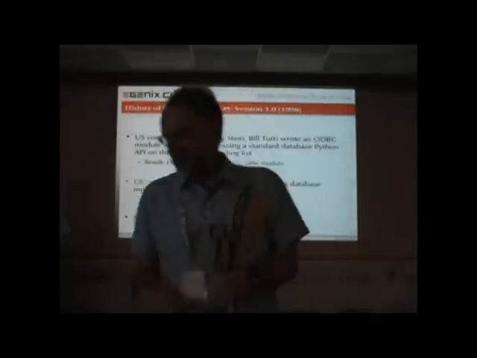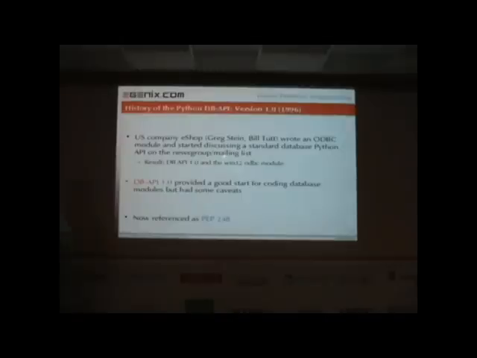So how did all this start? The DB API has a long history. It started in 1996. It was one of the first attempts in Python to have a general standard, and it was also the first attempt to have something like a PEP, sort of.